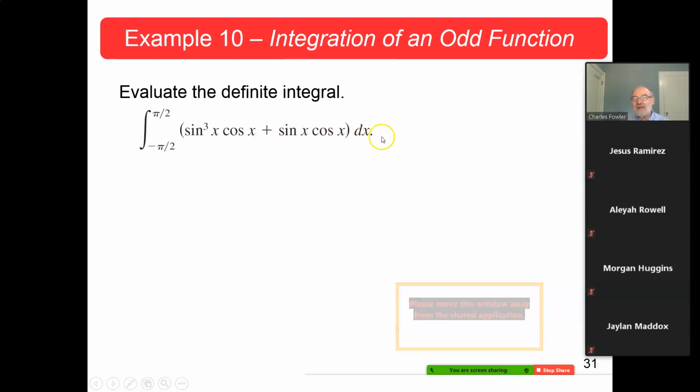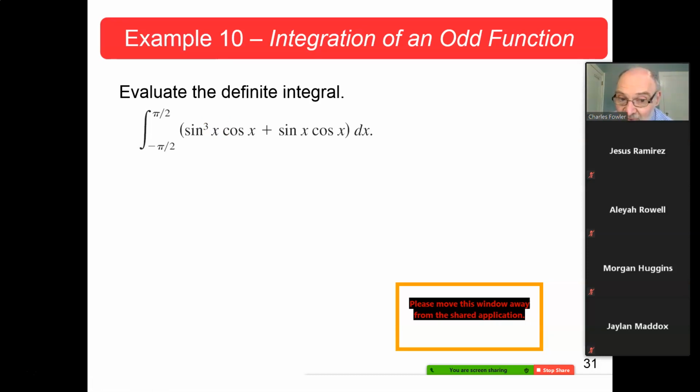Can anyone tell me the answer then? Anybody? The integral across a symmetric interval of an odd function. 0. 0, you got it. Okay? That was real fast. He did a lot of that in his head, didn't he? Now, let's see how they do it.